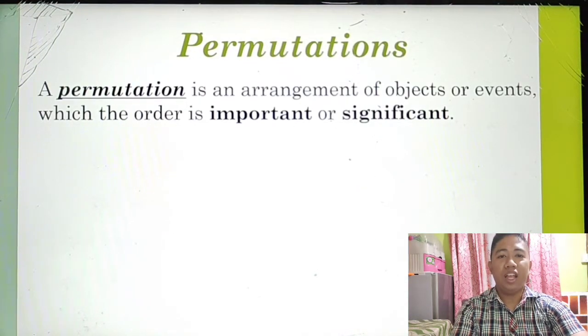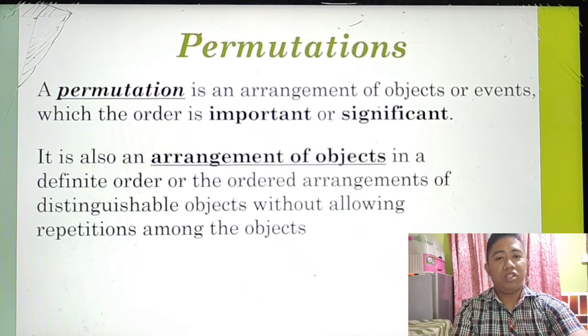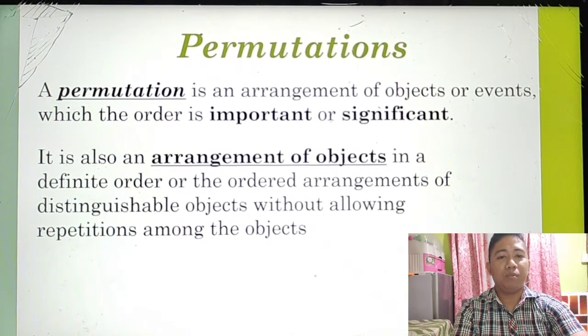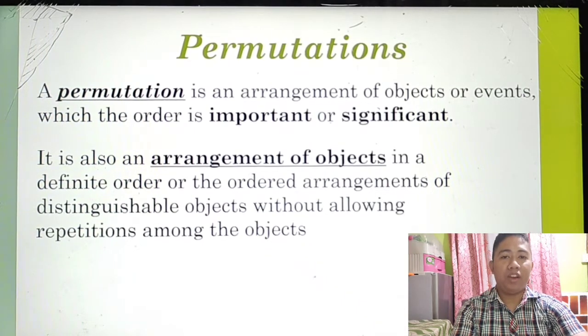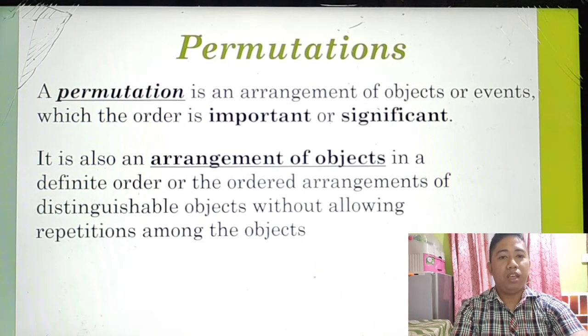A permutation is an arrangement of objects or events in which the order is important or significant. It is also an arrangement of objects in a definite order, or the ordered arrangement of any distinguishable objects without allowing repetition among these objects. So there is a significance to the arrangement of the objects, with a definite order of different objects without allowing repetitions.